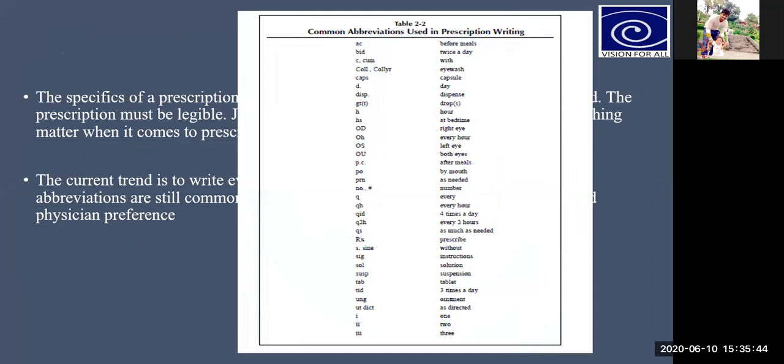So these are the common abbreviations which are used in writing the prescription. We have to know about them, like PC means after meal, BID means twice a day, c with a bar means with. So these are some abbreviations that doctors use while writing the prescription. We should also read about this and know about it.